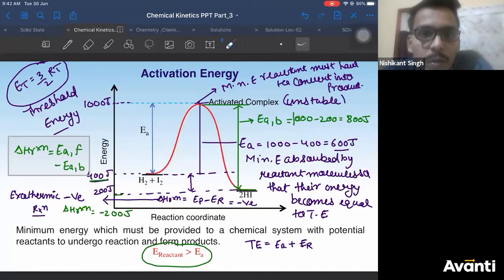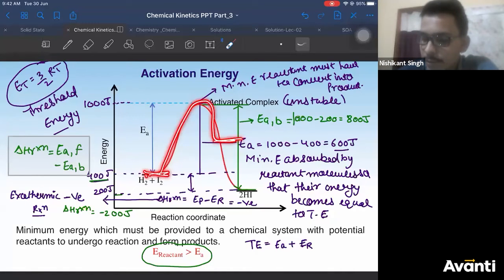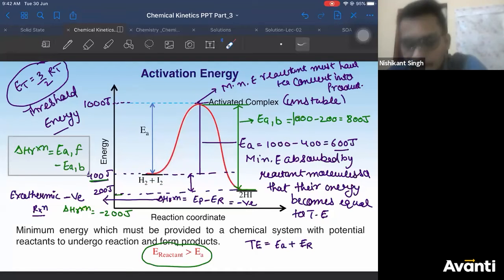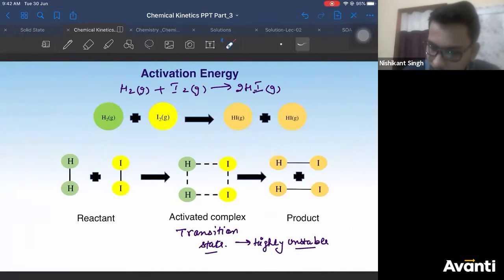I think Hina, I have answered your doubt also. It will come positive only if it is an endothermic process, and its graph will be like this. Product energy should be greater than reactant energy, right? So now, the important thing here is, you see, there are two reactions. Let us say there are two reactions.